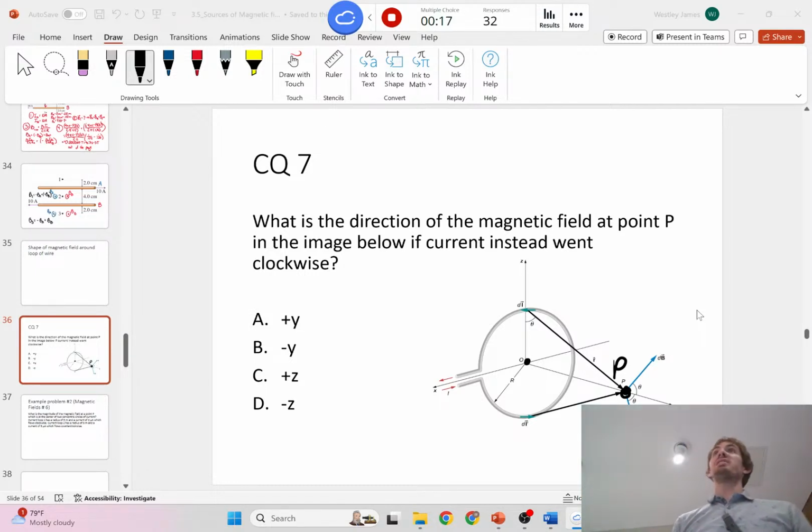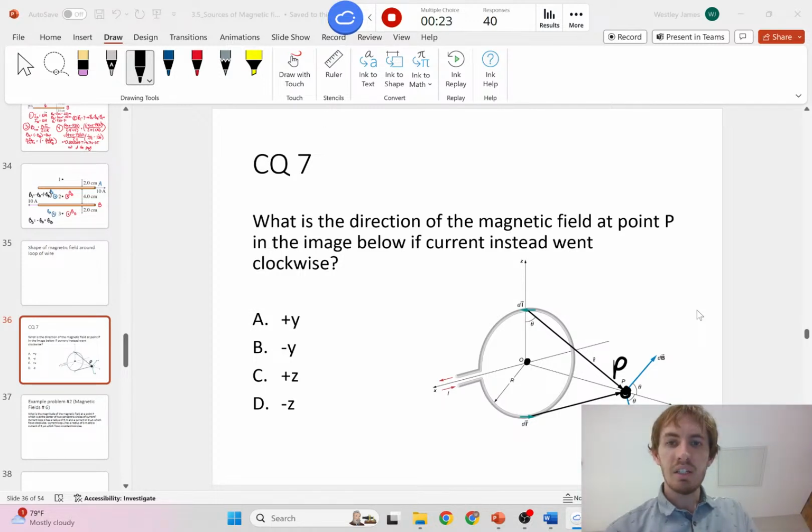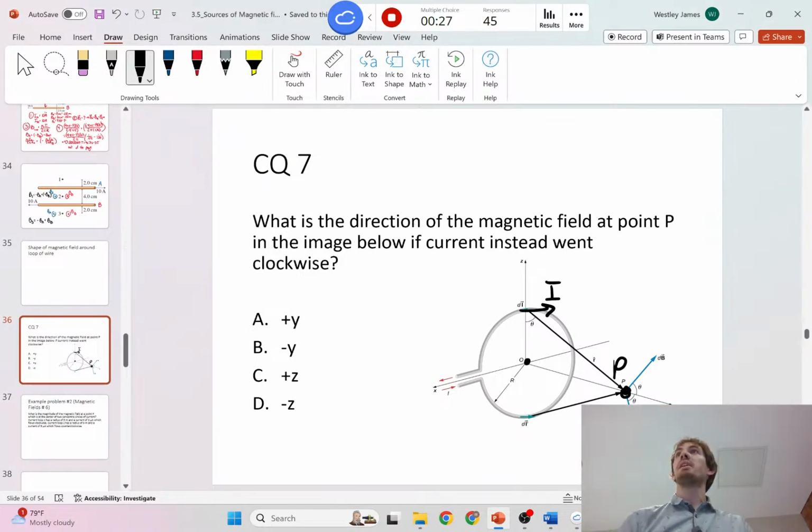So you can see this. I'm going to talk through the answer as you're thinking through this as well. It says clockwise, so the current is going clockwise the whole time. It's going to the right at the top. It's going to the left at the bottom.